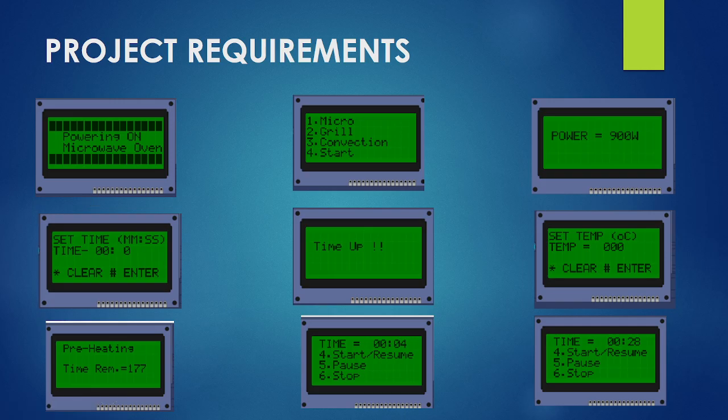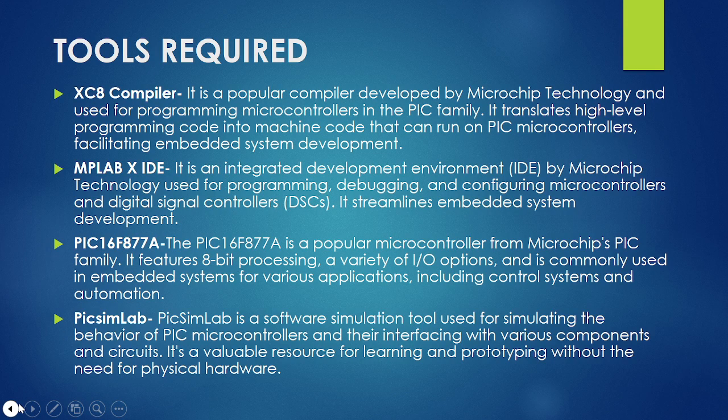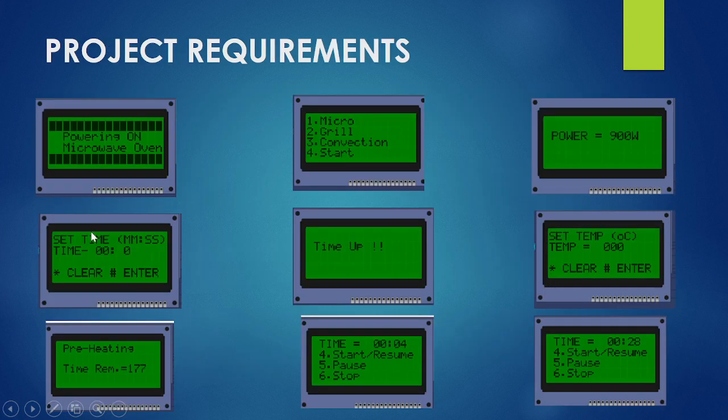So we are going to implement something like this: as we open the microwave oven, something like this on the LCD should pop out, powering on microwave oven. Then after that we should be given four choices: micro, grill, convection and start. And as I choose the first option, something like this should pop up on the screen: power 900 watt. After that I can set the time. And as I set the time, I can click on the hash button for it to start. And if I want to change it, then I can press the clear button.